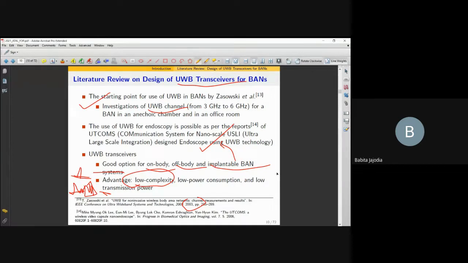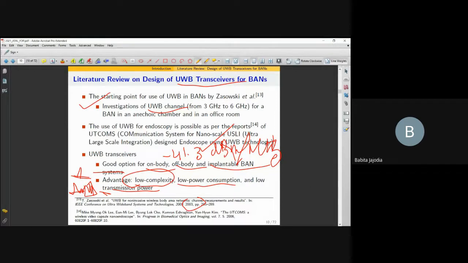So indirectly you are reducing the complexity, and it will also have low power consumption and low transmission power. The transmission power limit, I think, is around minus 41.3 dBm per megahertz. So you can calculate it based on the bandwidth which you use, and the minimum bandwidth should be 500 megahertz.